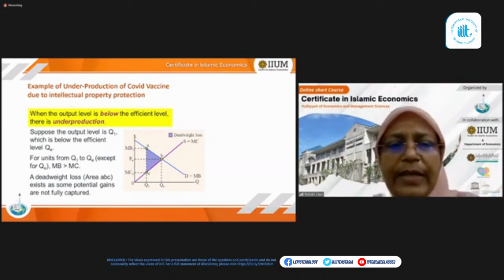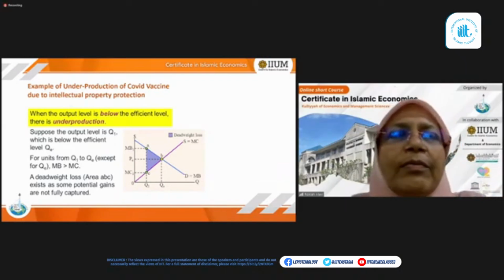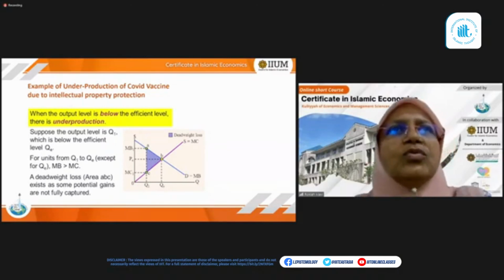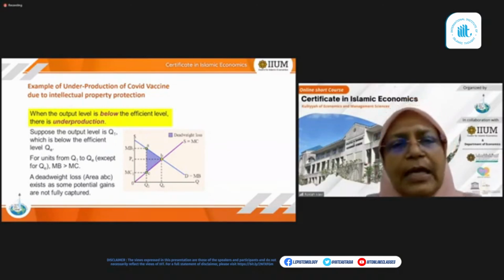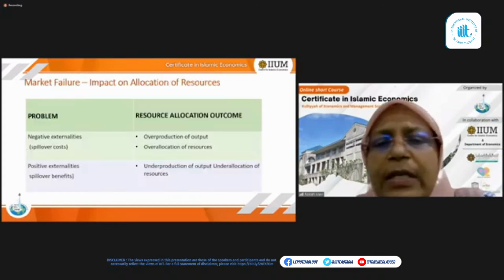There's a shortage in the vaccine market. Those who have money have bought so much and kept it, and those who are slow and don't have much money don't get it. So there's a shortage. So therefore, without government intervention, what is the government intervention?